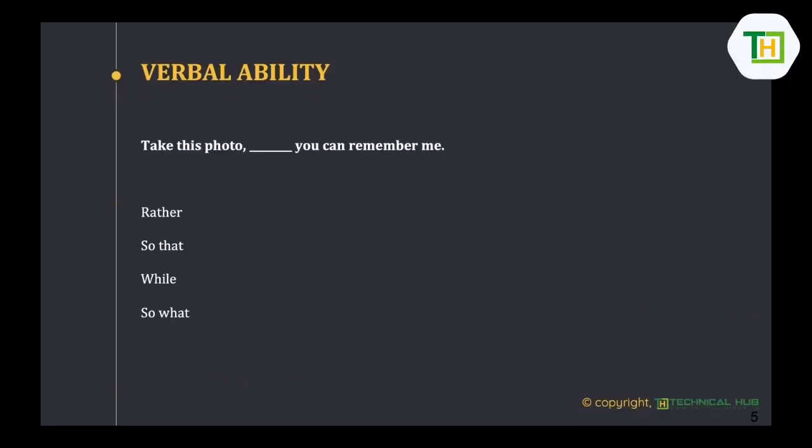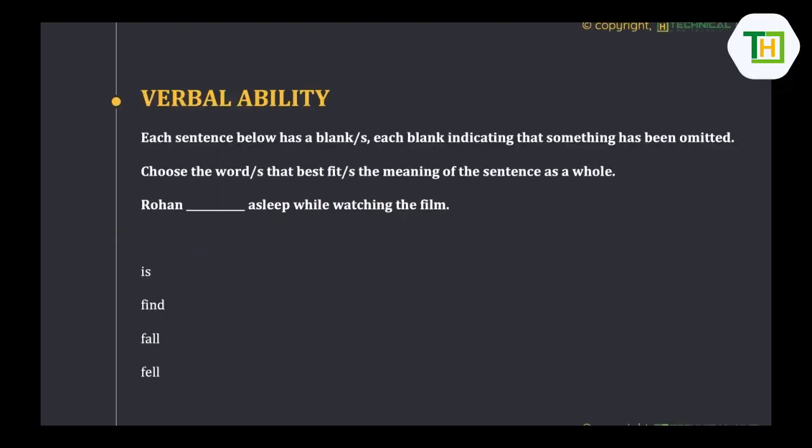Next one. Take this photo, dash, you can remember me. It's very simple. I need not give you a clear explanation for that because it's common, day-to-day language for us. Take this photo so that you can remember me. Rather you can remember me? No. While you can remember me? No. It's wrong.